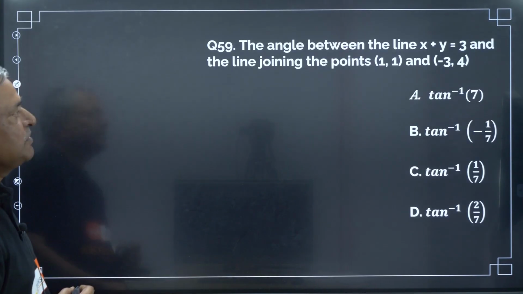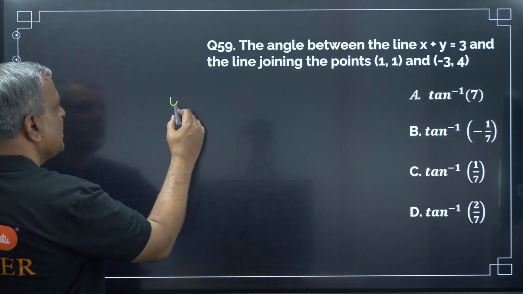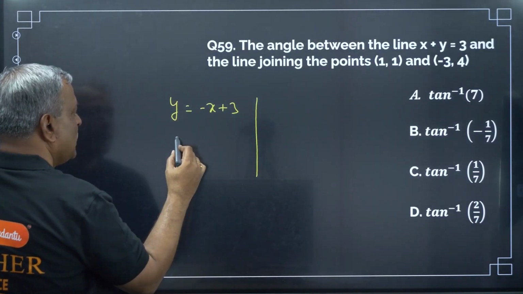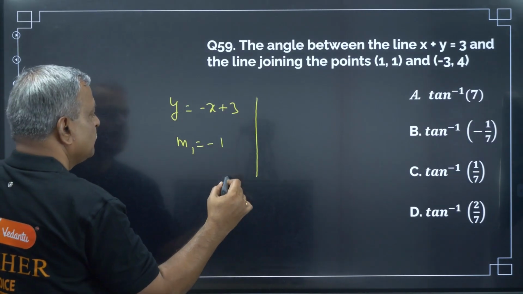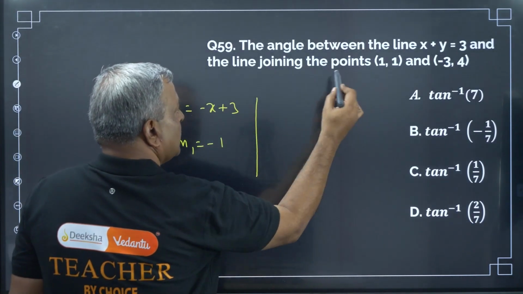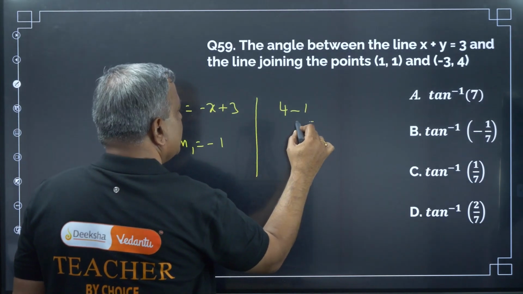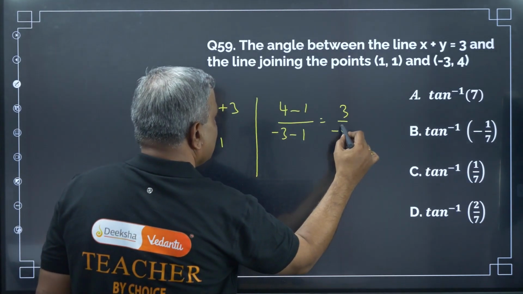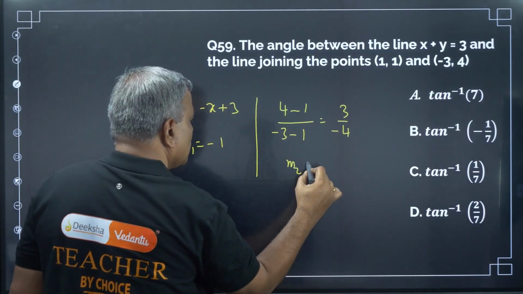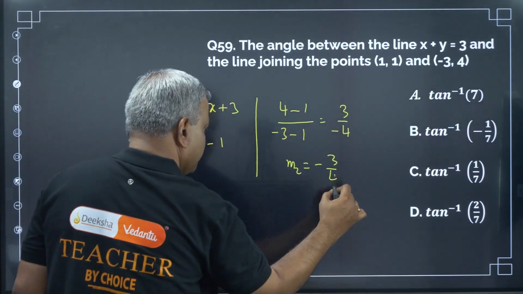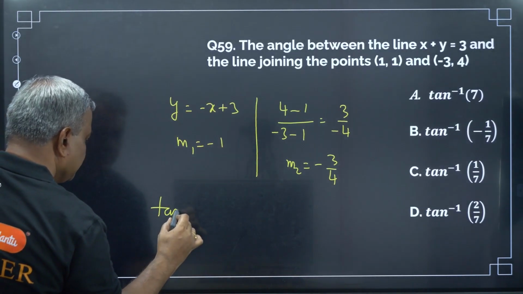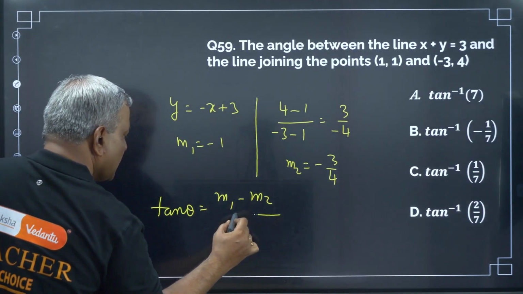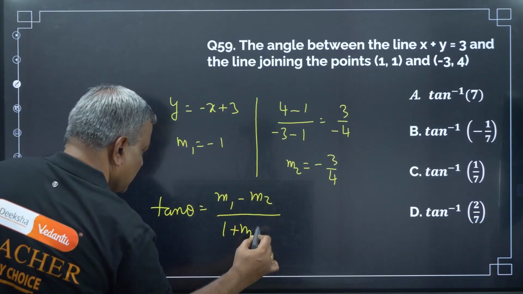59, angle between the lines. So y is equal to minus x plus 3, so m1 is equal to minus 1. Similarly, 4 minus 1 by minus 3 minus 1 will give you how much? 3 by minus 4. So m2 is equal to minus 3 by 4. So formula is tan theta is equal to (m1 minus m2) by (1 plus m1 m2).